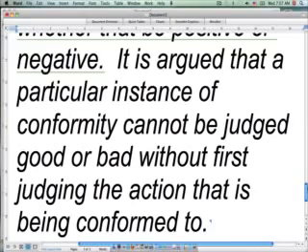So what we're saying is that conformity itself is neither good nor bad, but rather the event or the situation, or the idea that is being conformed to, can more easily be labeled as something positive or negative, not necessarily conformity itself.